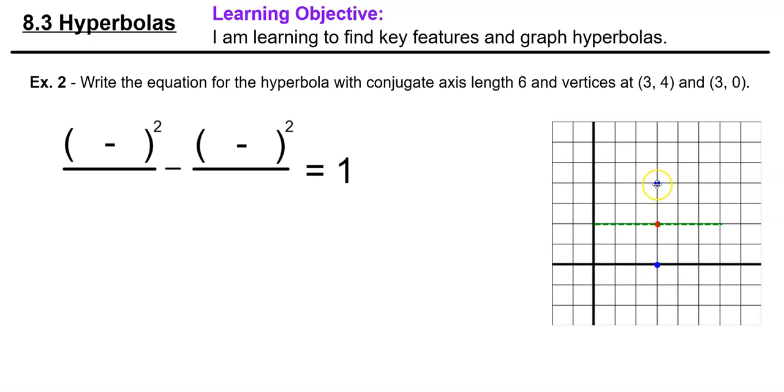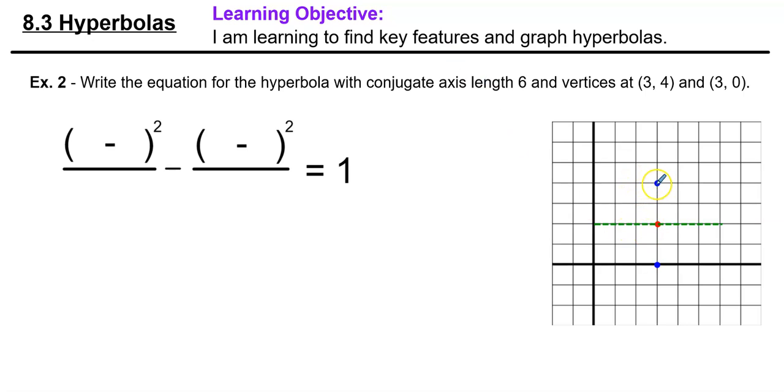So my vertices are vertical from each other. That means that the transverse axis will be spanning the distance between them. And then perpendicular to that, through the center point, my conjugate axis has to span a length of 6, so it goes 3 to each side of my center. Having that information is actually all the information I need in order to write the equation for this hyperbola.